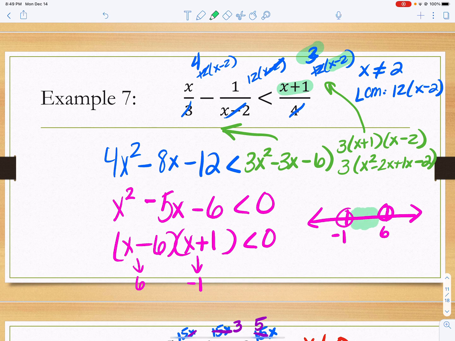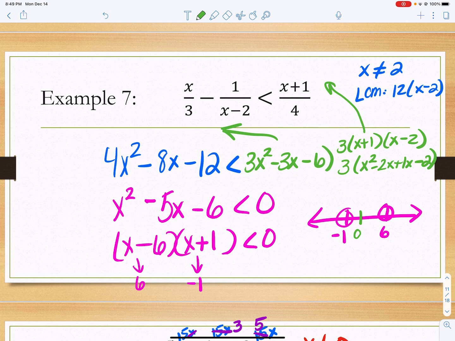Basically, it's either going to be shaded here or it's going to be shaded here, and what I need to do is figure out which one. So what I like to do is pick a number that's easy, like 0, because if I come back up here, I'm going to erase all this. If I put 0 back into my original problem and it works, then I'm going to shade on the inside. If it doesn't work, then I'm going to shade on the outsides, because these answers are either towards each other or away.